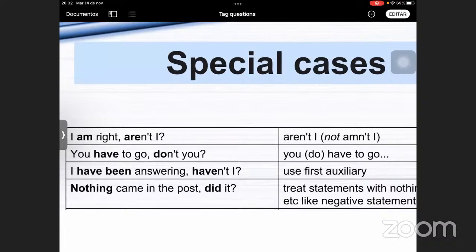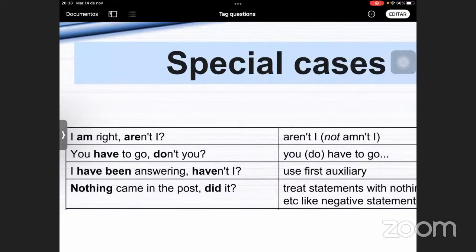You have to go, don't you? I'm not using have as an auxiliary. I'm using have as a verb in present simple. You have to go, don't you? I have been answering, haven't I? I'm sorry. I have been answering, haven't I? Instead, you don't have to include "been," only "haven't."